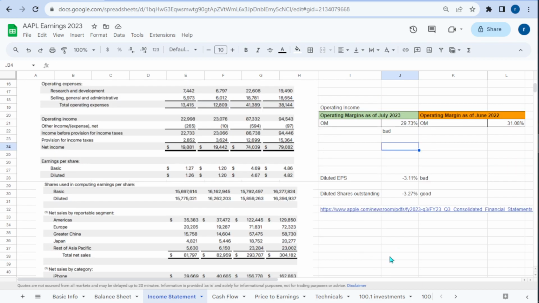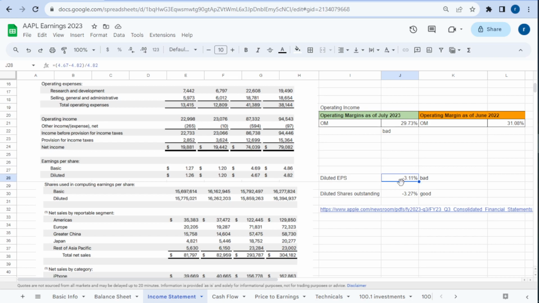But then when we're doing this calculation right here, this diluted earnings per share growth or deceleration, I am looking at this amount versus this amount. So we are looking at this horizontally. So this is horizontal analysis right here. What I'm doing is getting the current year amount, subtracting the prior year amount, and then dividing by the prior year amount. So this is down 3.11%.